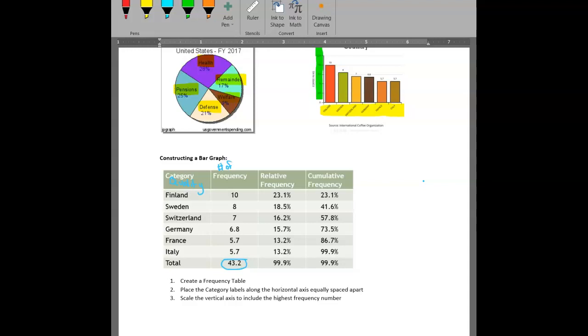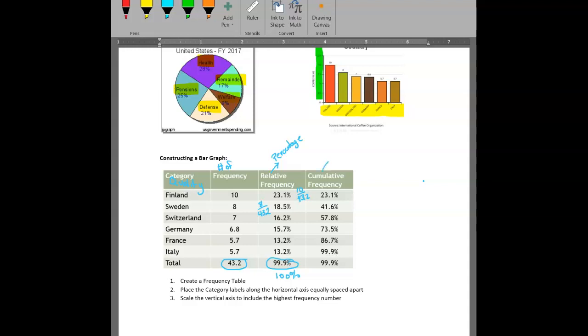The relative frequency, remember a relative is a percentage. So the relative frequency here is just taking this first number, 10, divided by 43.2, and then 8 divided by 43.2, and so on and so forth. And because we're rounding to one decimal place, this won't necessarily always be 100%, although if we round to the nearest whole number, then we do have 100%.